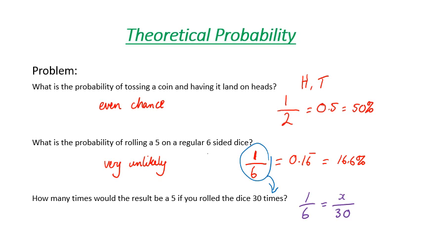Well, this is simple equivalent fractions that we're doing here. So if I times my 6 by 5, I get 30. If I times my 1 by 5, x must therefore equal 5. So we would expect to roll a 5 five times if we rolled the regular 6-sided dice 30 times.